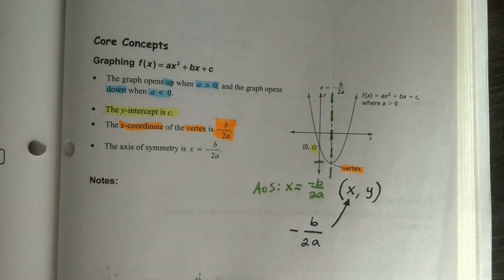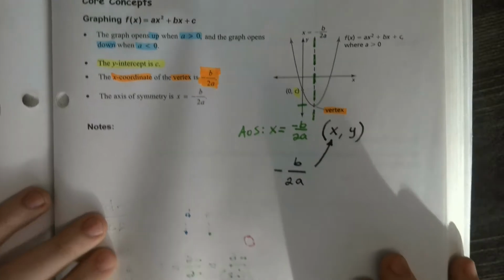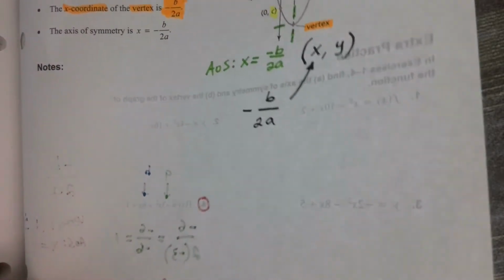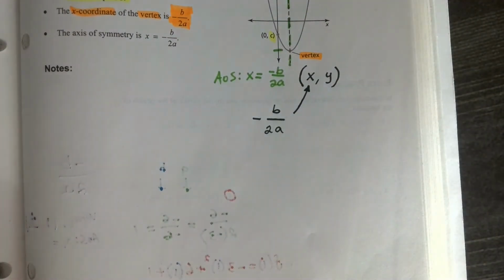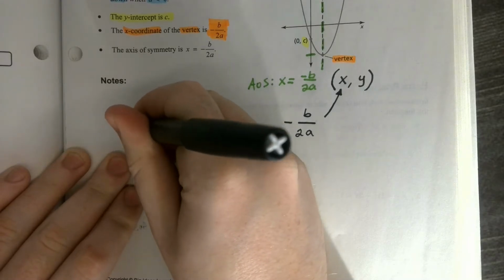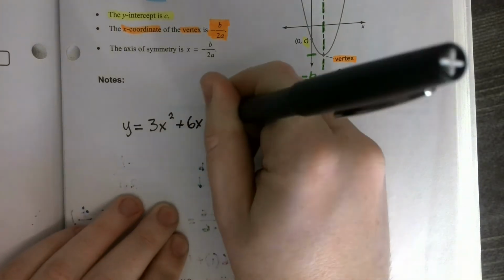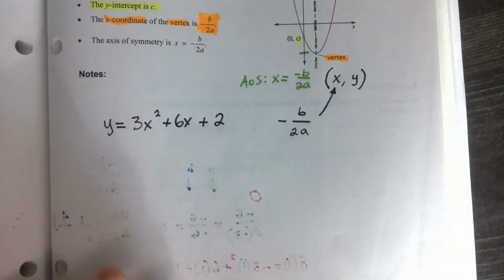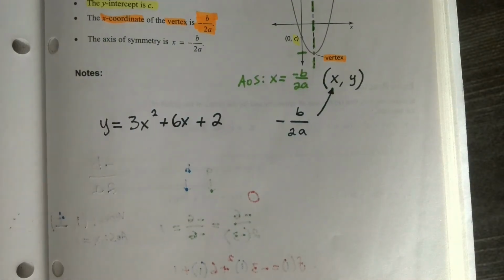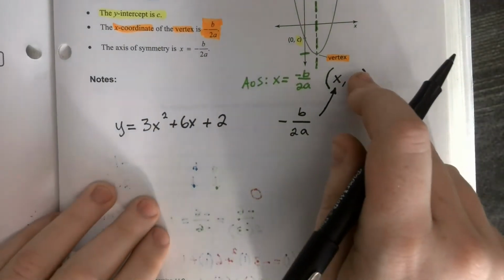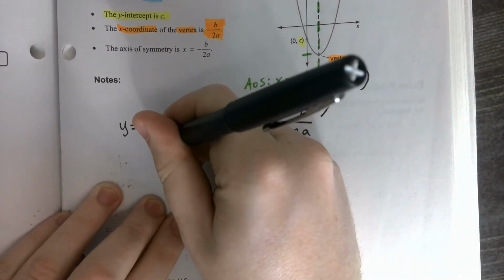Let's do an example of this. Let's see exactly how this works in action. So, at the bottom of the page, in your notes section, here's what I would like us to do. I would like us to try to figure out what the vertex and axis of symmetry are for the equation y equals 3x squared plus 6x plus 2.